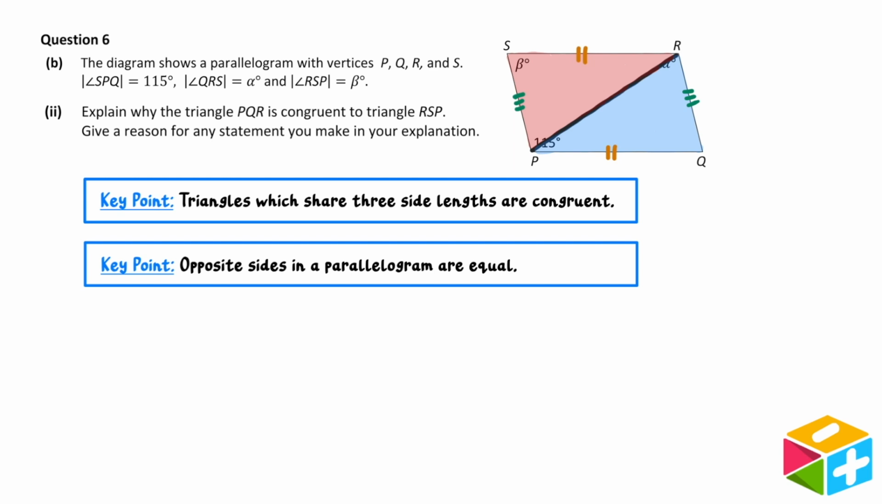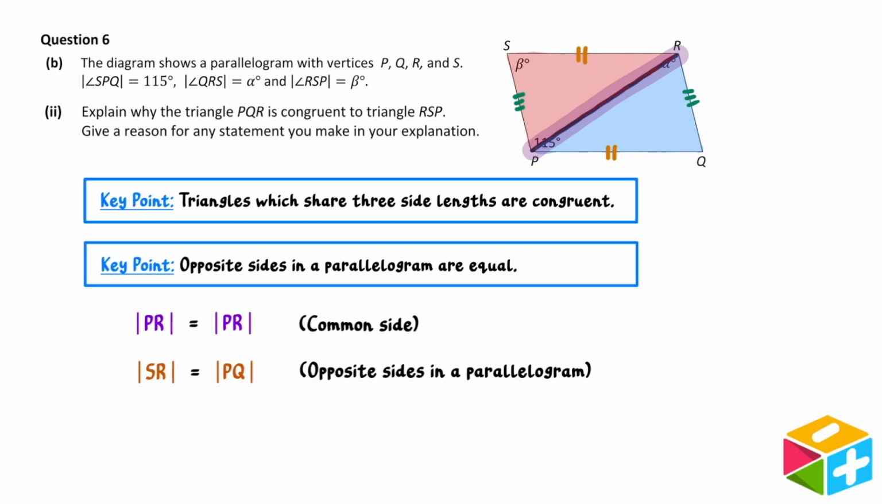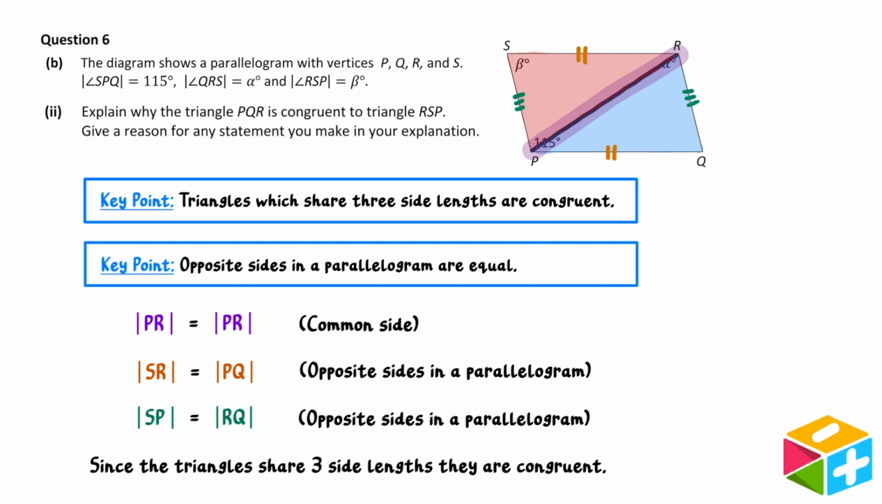So, let's look at our two triangles and show that they share 3 side lengths. The first thing to note is that our triangles share a common side, PR. So this is one side length that they have in common. We noted earlier that the length of SR is equal to the length of PQ. This was because they were opposite sides in a parallelogram. Also, the length of the line SP was equal to the length of the line RQ. Again, this was due to the fact that they were opposite sides in a parallelogram. Since we've argued that our triangles share 3 side lengths, we can conclude that they are congruent.